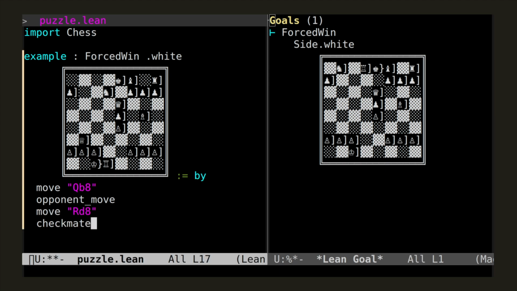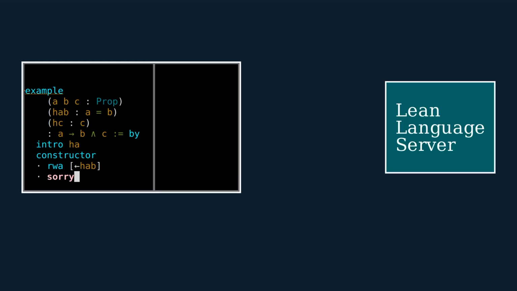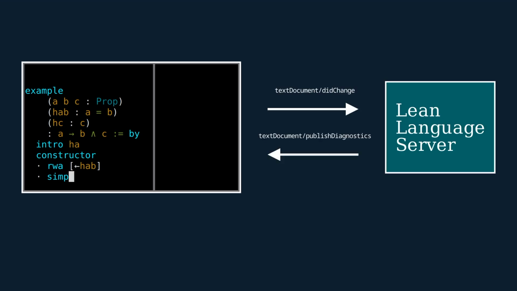A good first step toward animating these proofs is to understand how code editors display goals. When you open a Lean file in Emacs or VS Code or whatever, a background server process gets launched and starts listening for events via the language server protocol. On every change you make to the file, the server gets notified and recompiles the relevant code. It then sends updated diagnostic information back to the editor.